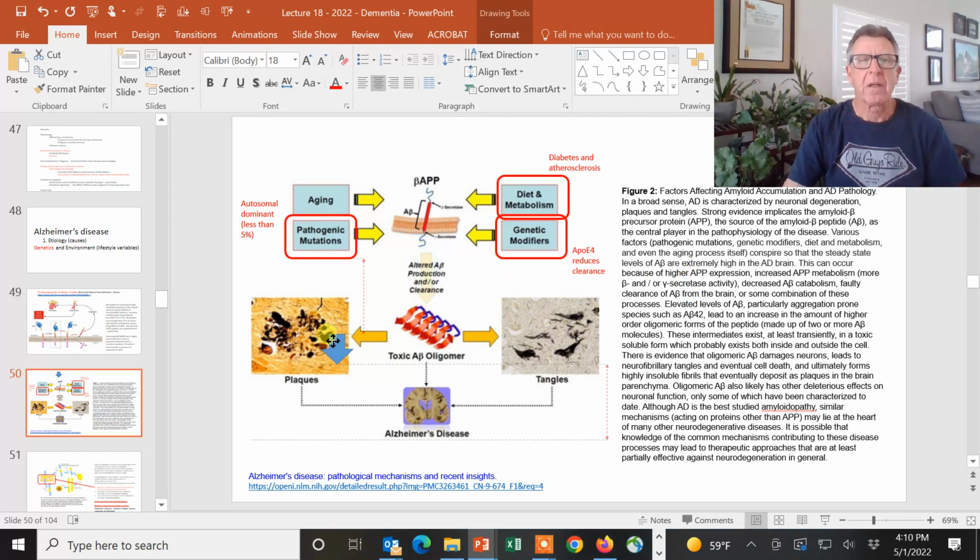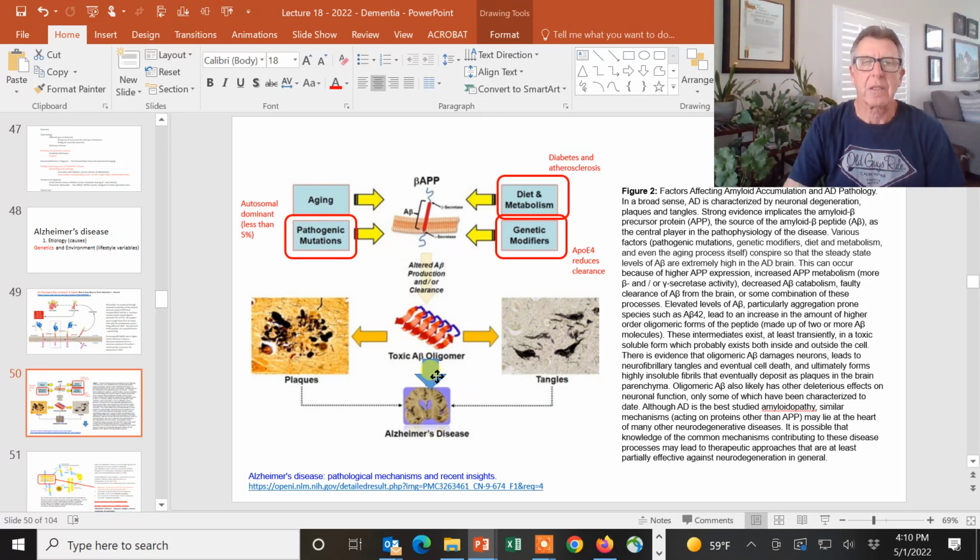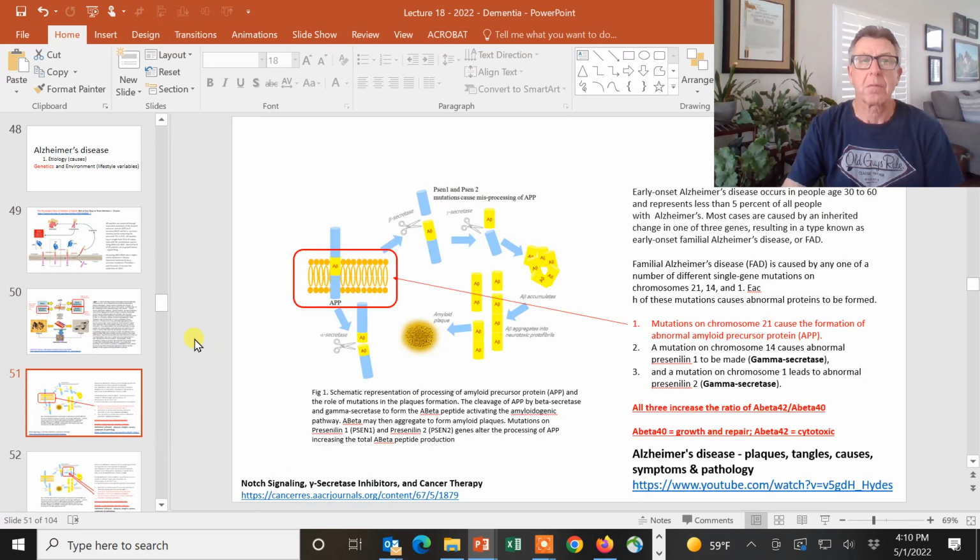In the end, it results in huge plaques that form, and it's thought that the amyloid beta also triggers the formation of the tangles from the altered tau protein. That's what happens. The brain shrinks, and you're in bad shape.